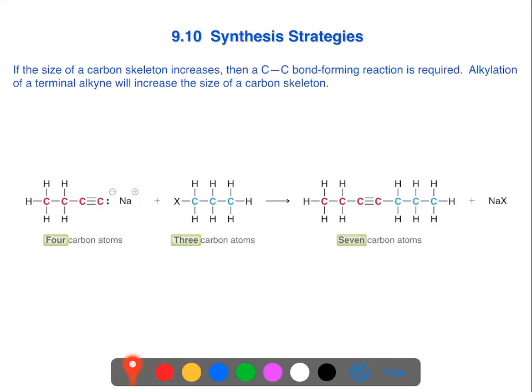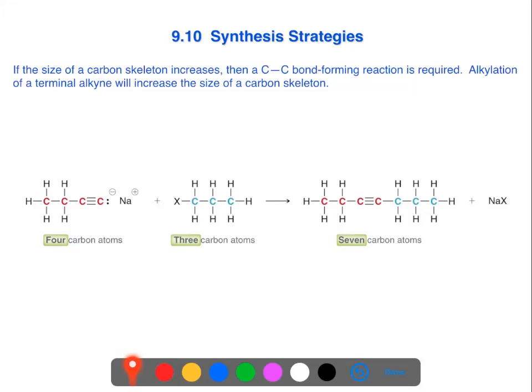And you can see that alkylation requires a terminal alkyne that we can deprotonate, generally in the presence of sodium amide, to generate the alkynide ion. And then we can add to it a primary alkyl halide or methyl halide to increase that carbon skeleton size.